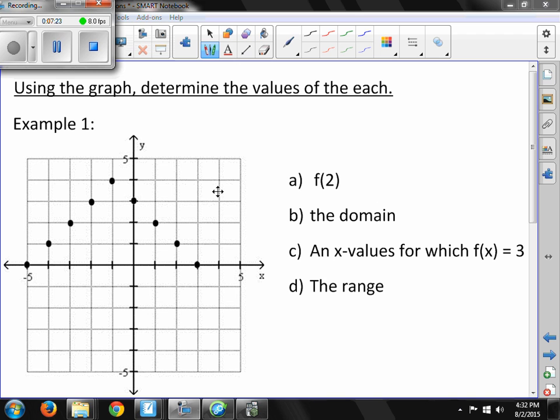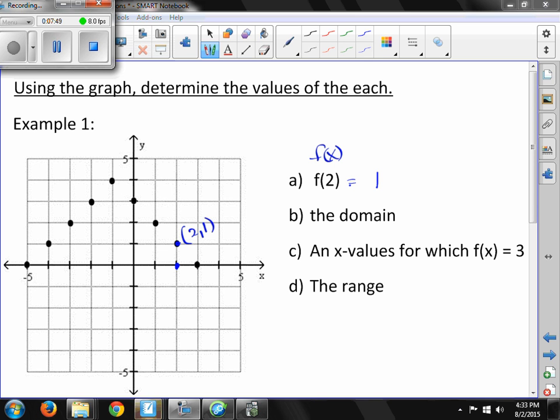Use the graph to determine the values of each. First of all, we want to know what f of 2 is. So x is 2 right here. This point right here is the point (2, 1). So we're looking for what the y value is when the x value is 2. When the x value is 2, the y value is 1.